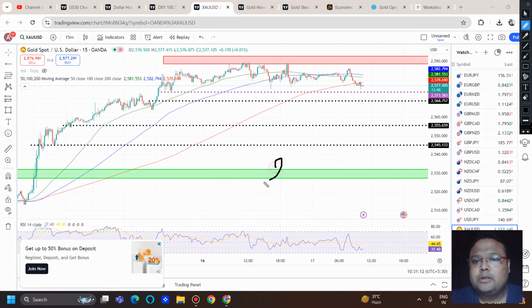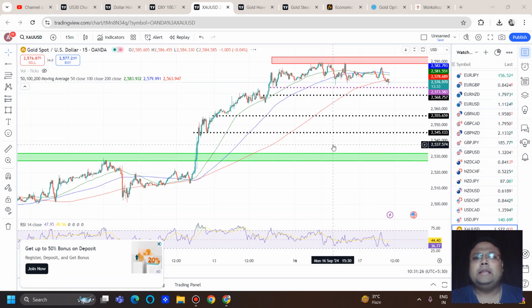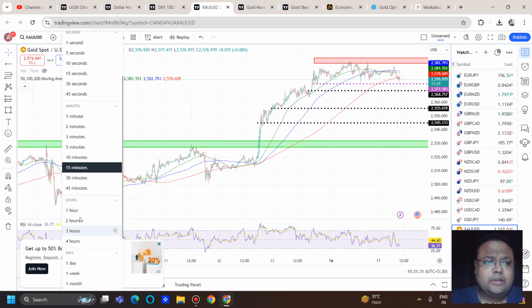The next support on the chart of gold is around 2370 to 2369. This level may work during the US session if the volume is not very high. If the market is not crazy, then you can expect this level to provide support to the market. Initially, we can expect a target of 40 pips, but if you see a good buzz, then you can continue.